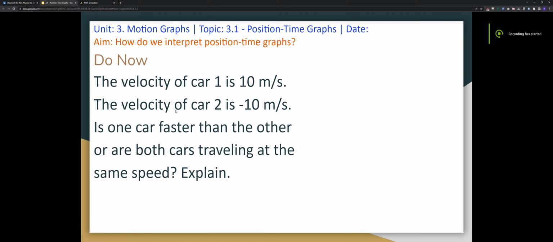Alright, this is the video for unit topic 3.1, position time graphs. This is on unit 3, motion graphs.